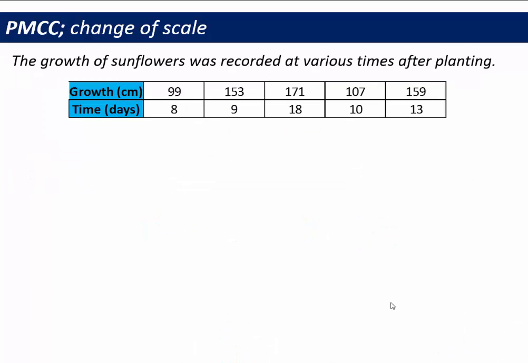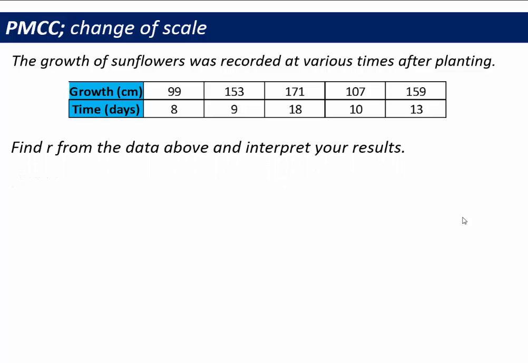Okay, so the growth of sunflowers is recorded at various times after planting. This is the table we are given. We need to find R from the data above and interpret your results. Now R means Pmcc, so we need to find the Pmcc of growth and time.